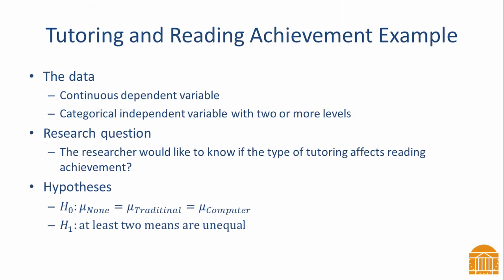Let's return to the tutoring example. One-way ANOVA is the correct method of analysis because we have a continuous dependent variable and a categorical independent variable with 3 levels. The research question was, does the type of tutoring affect reading achievement? This leads to a null hypothesis that the population mean reading achievement is the same in every group: no tutoring, traditional tutoring, and computer-based tutoring. The alternative hypothesis is that at least 2 population means are different. We will conduct the test at a significance level of 0.05.